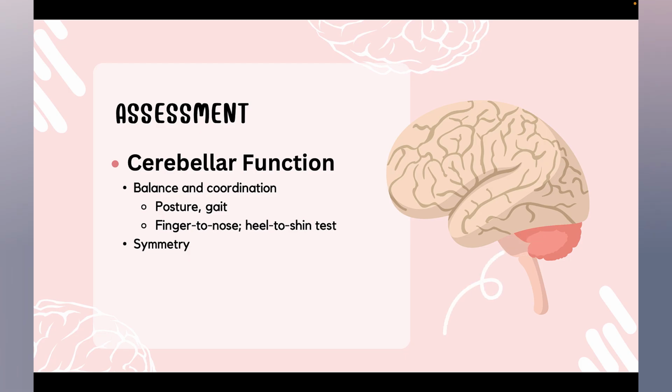If for some reason they can't do it with their hands, then we can do the heel to shin test. An example of that would be taking their right heel and sliding it down their shin from their knee to their ankle, and then doing it on the opposite side as well, left heel down their left shin from knee to ankle, and they should easily be able to do this. If not, once again, that indicates an issue with their cerebellum. Always note symmetry. Can they do it on one side, not the other? That's always important with neuro.